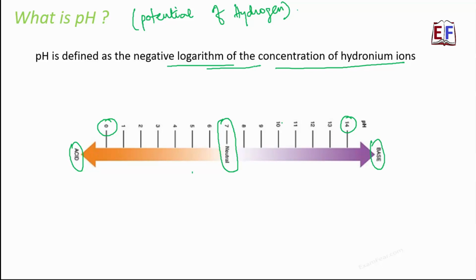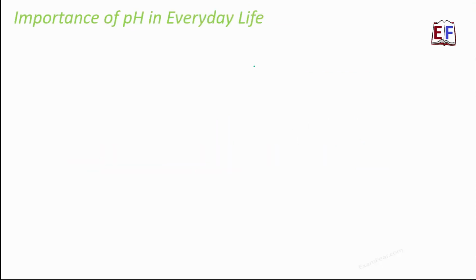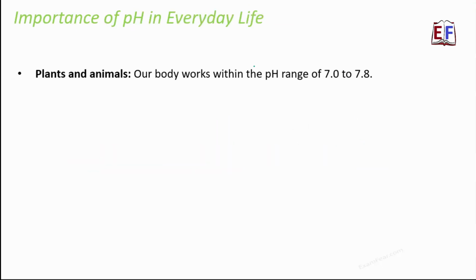Now, why is pH important? I mean, why are we even talking about it? Because if we look at our day-to-day life, we see that everywhere pH plays a very critical role. For example, for the survival of plants and animals, we all need a specific value of pH. If we talk about the human body, it works within the pH range of 7 to 7.8. So if the pH value gets disturbed, the functioning of our body also gets disturbed.